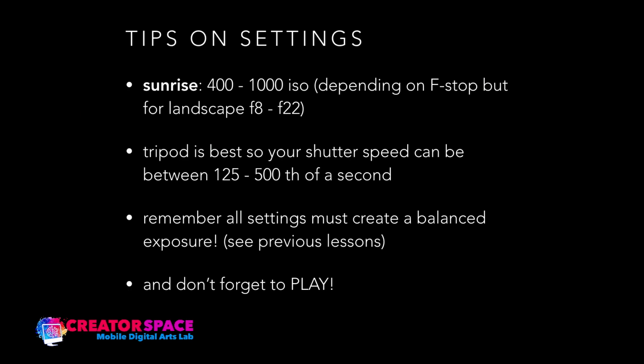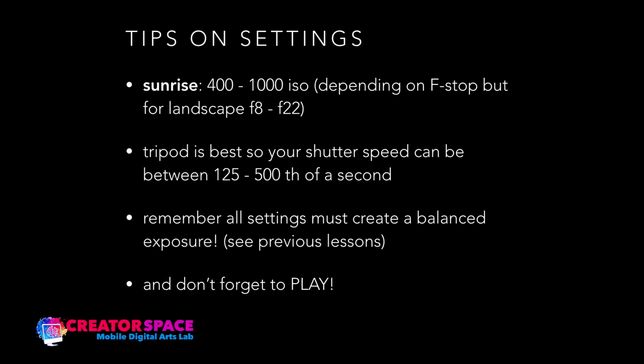Okay. Tips on settings. If you have sunrise, probably you have to be between 400 and 1000 ISO, depending on what your f-stop is. Your f-stop is your diaphragm. Probably between 8 and 22 for a landscape. Use a tripod for the sunrise, because you can play with your shutter speed and the camera is completely still.